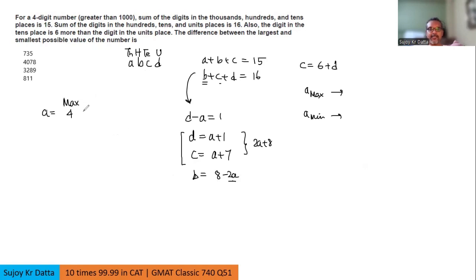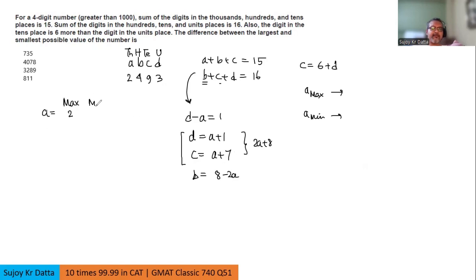So if A is 4, my number becomes 4, B is now 0, C is A plus 7. Now A plus 7 becomes 11. So we can't have that. So we need to reduce. So we will put 2. So if A is 2, then we have 8 minus 4. So that is 4. B is 4. C becomes A plus 7. So that is 2 plus 7, 9. D is 2 plus 1, 3. So 2, 4, 9, 3.